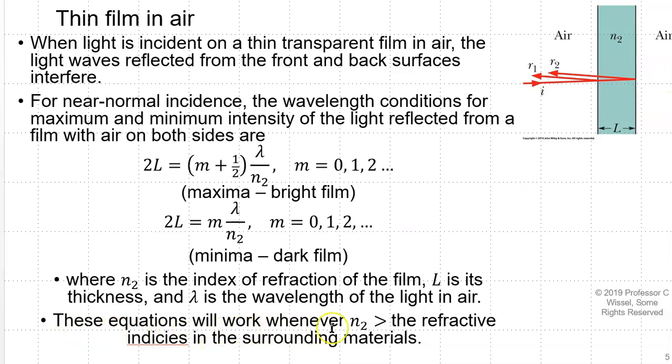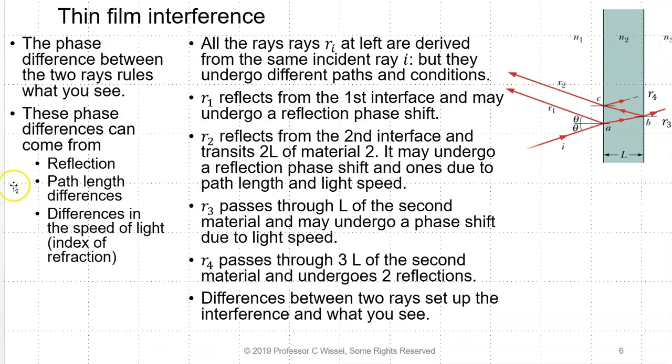These equations work whenever n2 is greater than the refractive indices of the surrounding material. So in other words, a thin film in air. The phase difference between the two rays completely rules what you see. These phase differences can come from reflection, path length differences, and differences in the speed of light, that is, the index of refraction of the various media. All of the reflected rays and the transmitted rays are actually derived from the incident ray, but they undergo different paths and conditions.